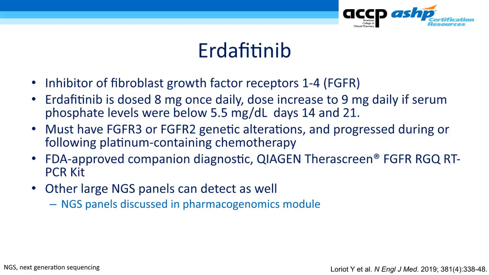Erdafitinib is an inhibitor of fibroblast growth factor receptors 1, 2, 3, and 4. It's dosed at 8 milligrams daily, but the dose could be increased up to 9 milligrams based on phosphate levels. Blocking FGFR causes an on-target hyperphosphatemia, so you do expect some amount of hyperphosphatemia. If the phosphate levels do not increase to 5.5 two to three weeks after starting the dose, then you increase the dose to 9 milligrams.